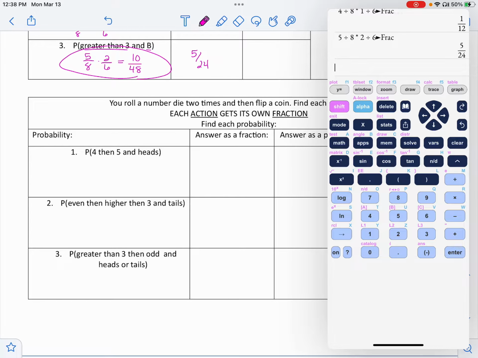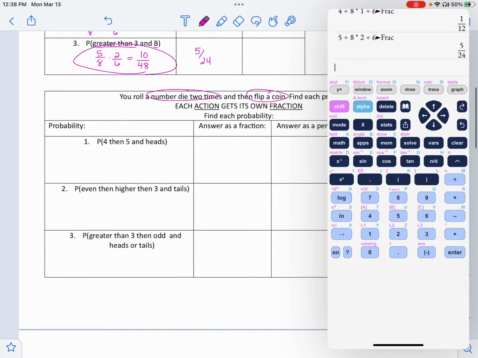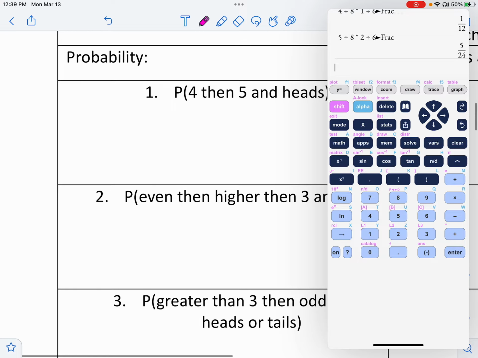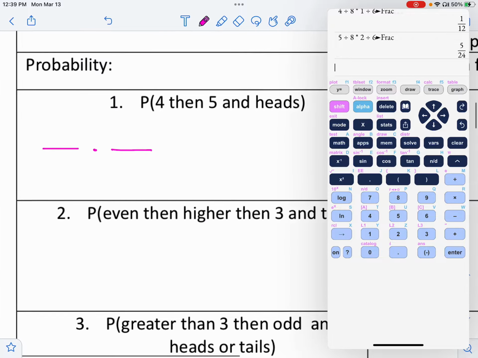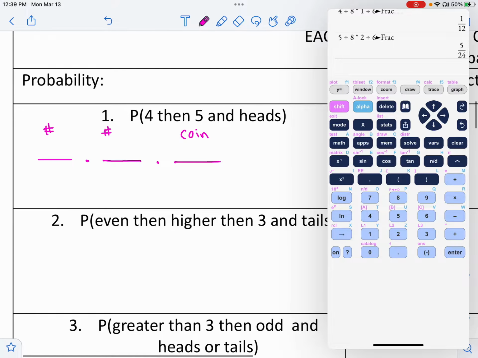Now let's take a look what's going to happen. You're going to roll a number die 2 times, and then you're going to flip a coin. Okay, so we're going to roll a number die twice. So number die, and then we're going to flip a coin. Coin. So this is the number die, this is the number die, and this is the coin. And that's going to happen every time on this problem.